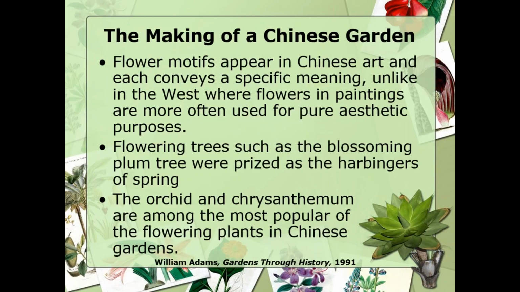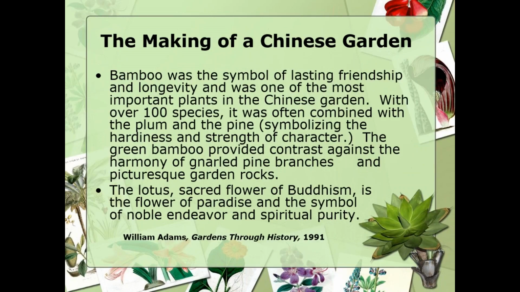So flower motifs appear in Chinese art, and each conveys a specific meaning. Unlike in the West, where flowers in paintings are more often used for pure aesthetic purposes, flowering trees, such as the blossoming plum tree, were prized as the harbingers of spring. The orchid and the chrysanthemum are among the most popular of those flowering plants in the Chinese gardens.